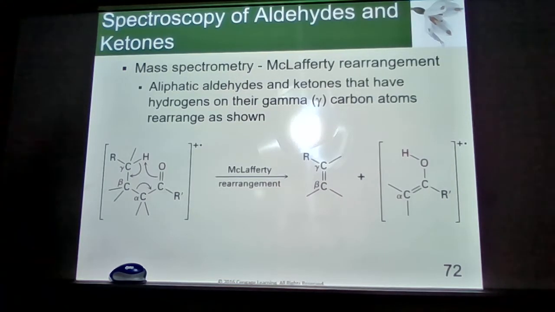Looking at mass spectroscopy of these guys, we can have the McLafferty rearrangement.